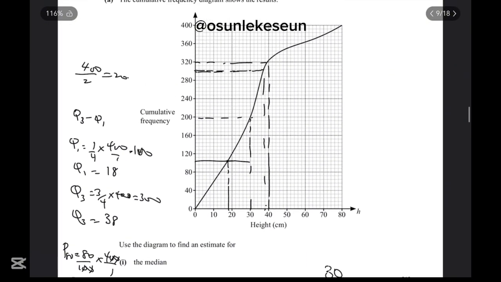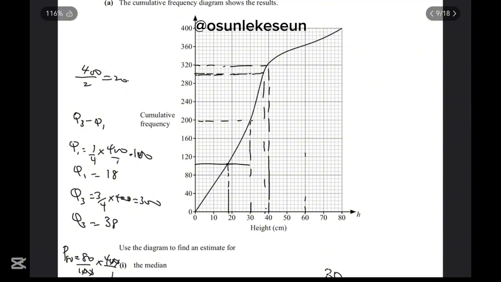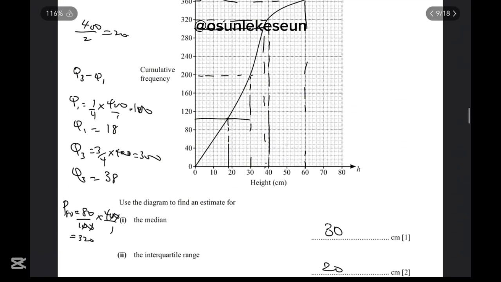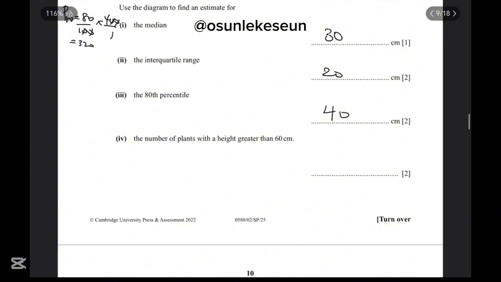And the number of plants with height greater than 60. Let's check from where that is. So that's greater than 60, that's from 360 to 400, that is 40, because we subtract that and we got 40 for that one.